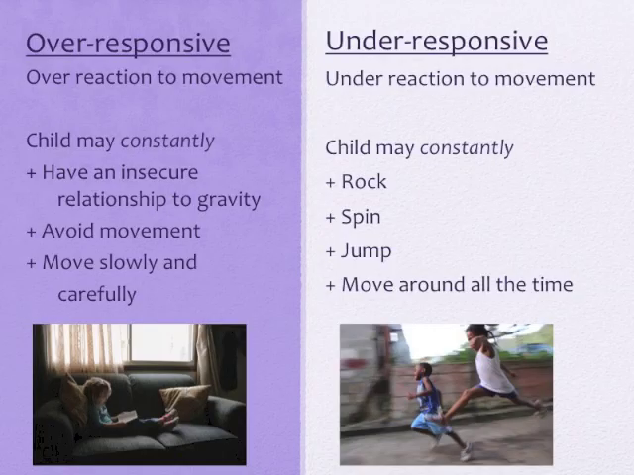Now, each child with vestibular issues is unique. The child may be over-responsive to the system and may constantly have an insecure relationship to gravity, avoid movement, and move slowly and carefully, since movement is often associated with discomfort, avoidance, distractibility, and anxiety. In contrast, a child who is under-responsive may rock, spin, jump, or move around all the time. By doing this, they are able to pay better attention and maintain their balance.